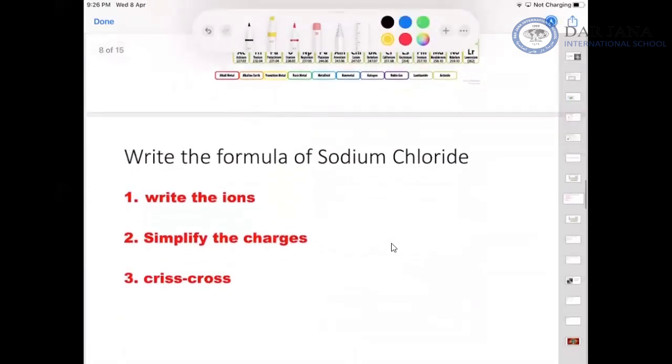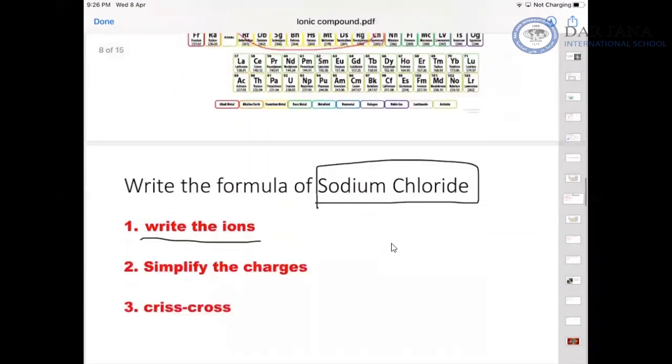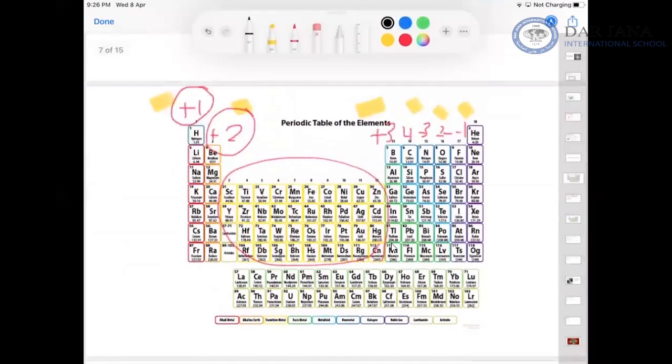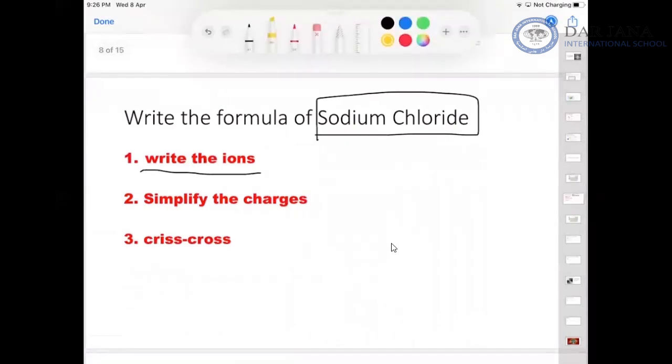So how do I write the formula using crisscross? Again, sodium chloride. So step 1, write the ions. You'll go to the periodic table and try to find the element. Sodium is in group 1, so it has a charge of +1. Chlorine is in group 17, so it has a charge of -1, right? So this is step 1, you're going to write the ions. So sodium is Na+1, and chloride is Cl-1.